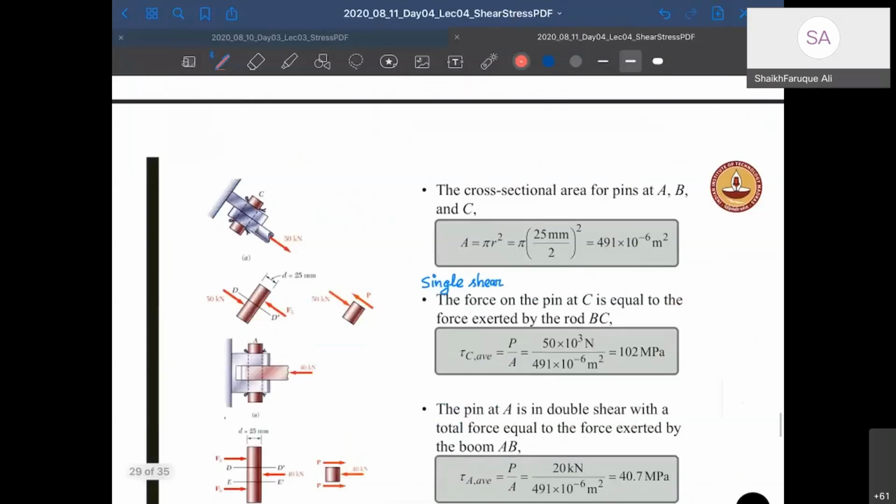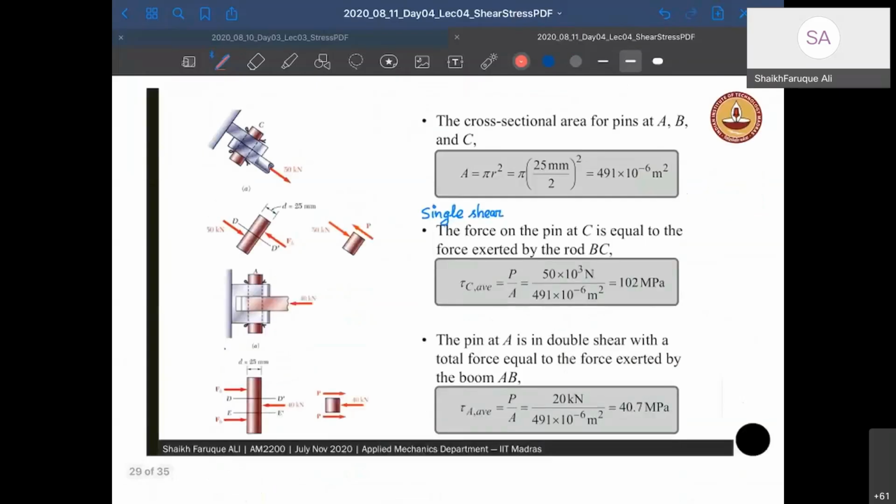Okay, now let's look at other things. Cross-section area of the pins at A, B, and C. Now let us look at the pins. Pins are the same as nut and bolts, right? So we have to look at single shear. So the area of the pin is given. So now you can see this pin.